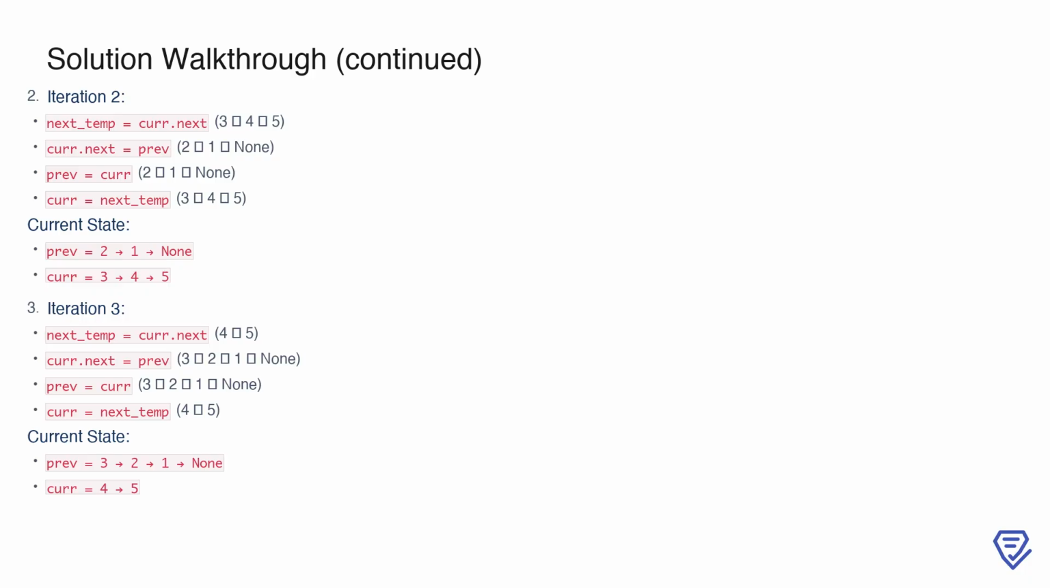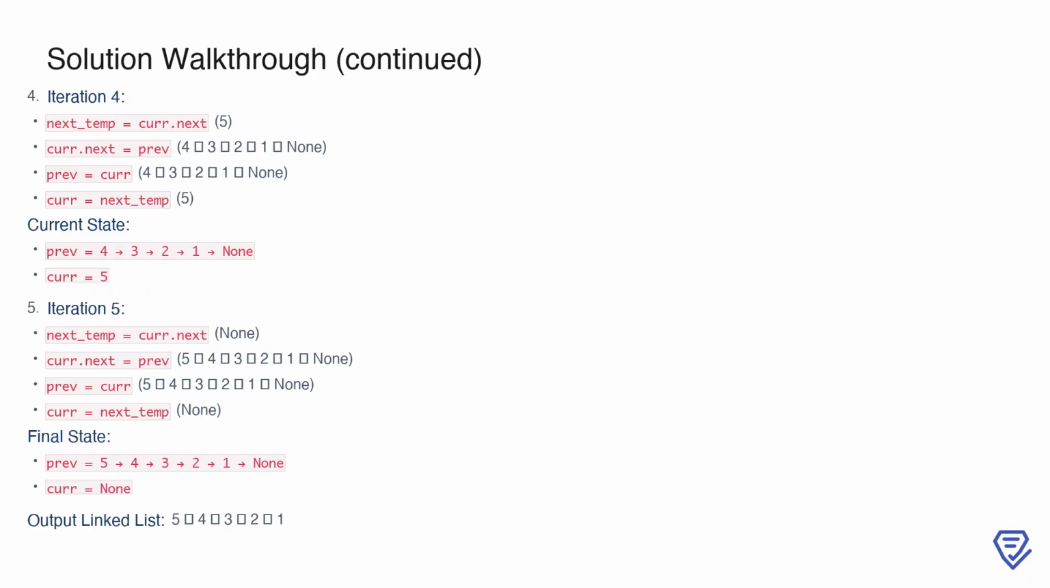Moving on to the third iteration, we repeat these steps. We store the next node, 4, in next_temp, and reverse the current node by pointing cur.next to previous, making 3 point to 21 none. Then, we update previous to 321 none, and cur to next_temp, which points to 45. By the end of this iteration, previous is 321 none, and cur is 45.